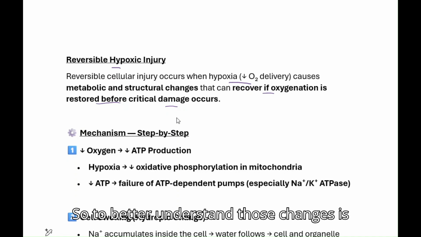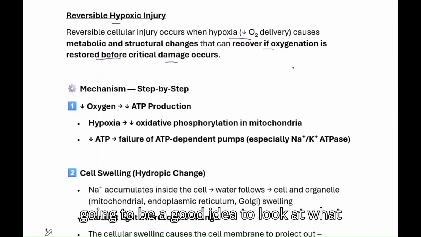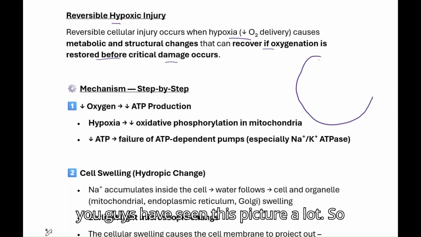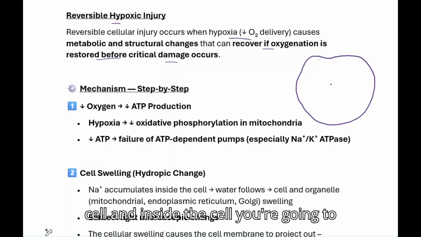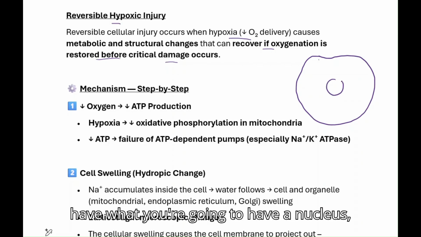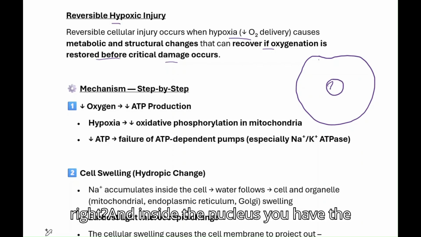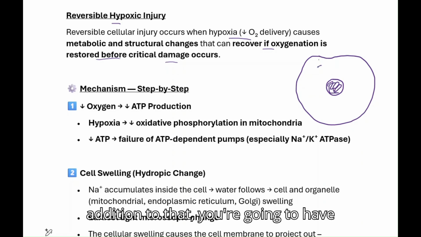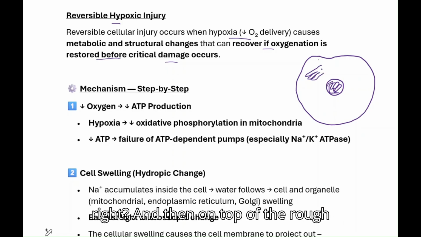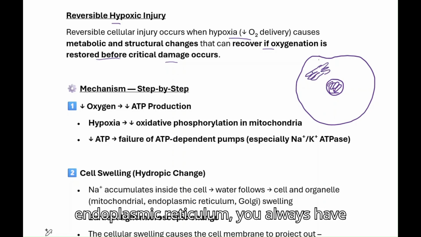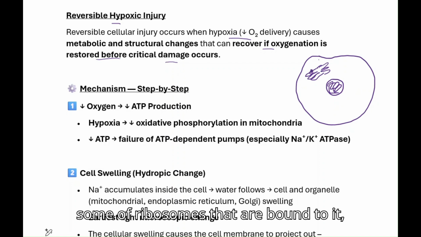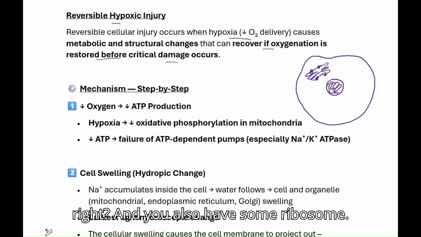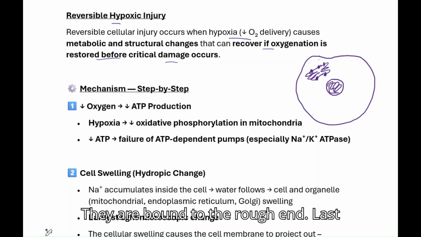So let's look at those changes. To better understand them, it's a good idea to look at what the cell looks like, and I'm sure you guys have seen this picture a lot. Let's say that's the cell, and inside the cell you're going to have a nucleus, and inside the nucleus you have the genetic information. In addition to that, you're going to have your rough endoplasmic reticulum, and on top of it you always have some ribosomes bound to it. Remember, we have some free ribosomes, and you also have some ribosomes that are bound to the rough endoplasmic reticulum.